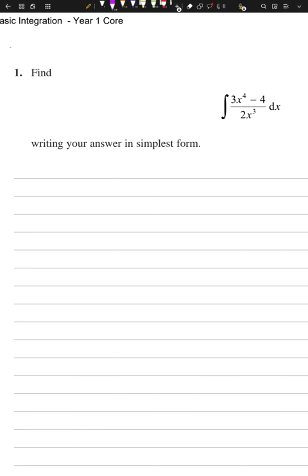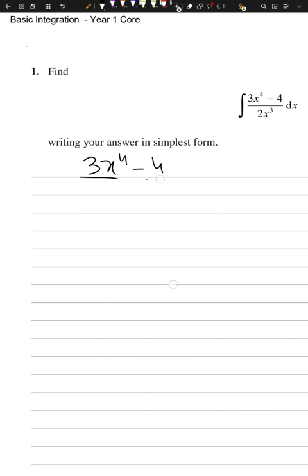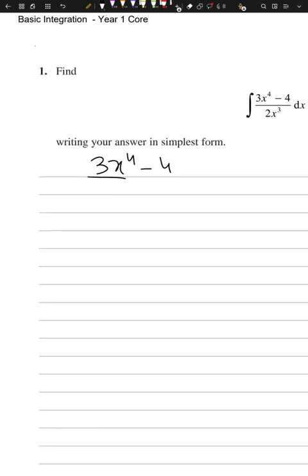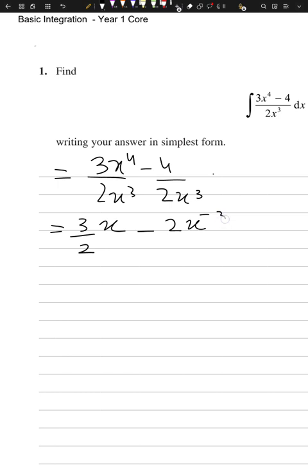Integral of (3x^4 minus 4) over 2x cubed. This is very simple, but the very first thing you need to do is simplify this further. So the 3x^4 and the minus 4 can both be written separately, divided by 2x cubed. Once you do that, simplify them further. So this is going to become 3 over 2 x minus 2x to the power of negative 3. The integral sign stays the same.